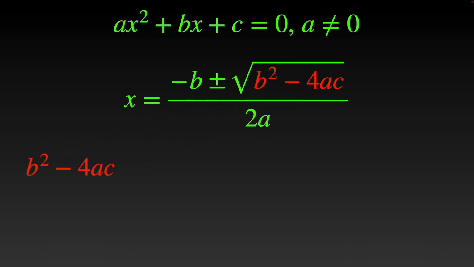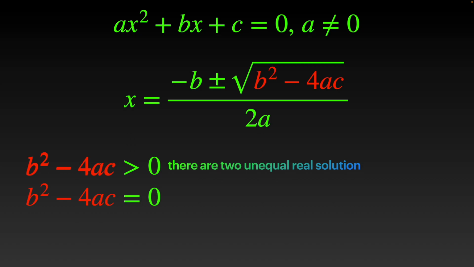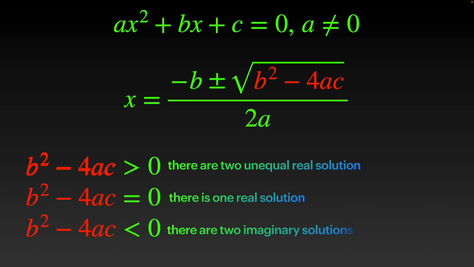If b squared minus 4ac is greater than 0, there are two unequal real solutions. If b squared minus 4ac is equal to 0, there is one real solution. And if b squared minus 4ac is less than 0, there are two imaginary solutions. So now let's take a look at our first example and how to apply this.